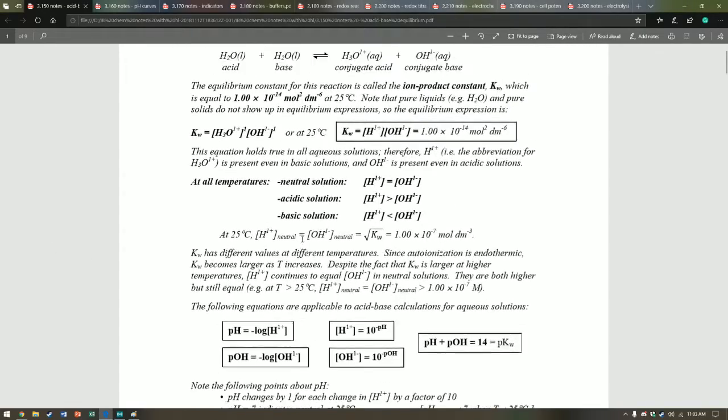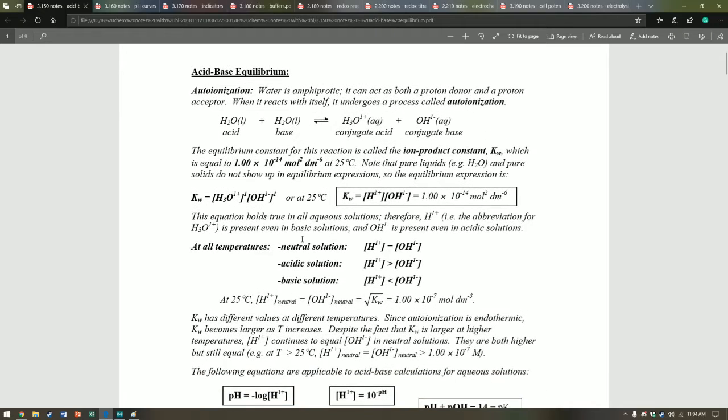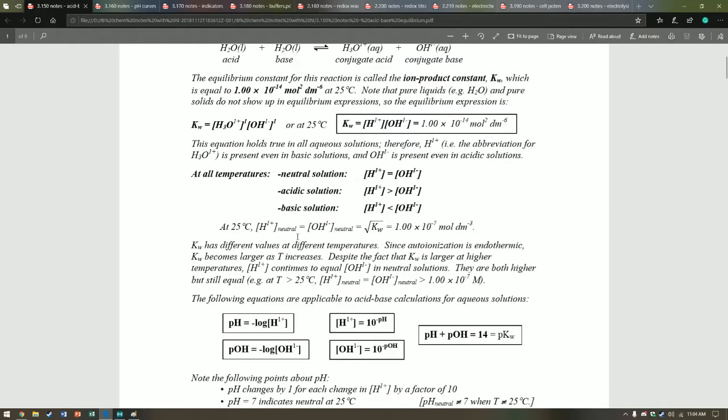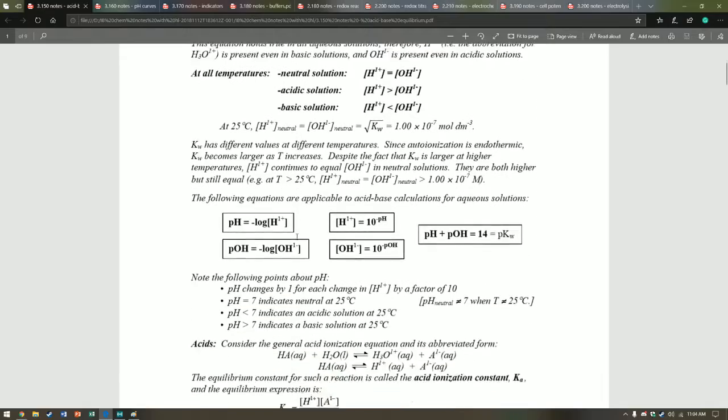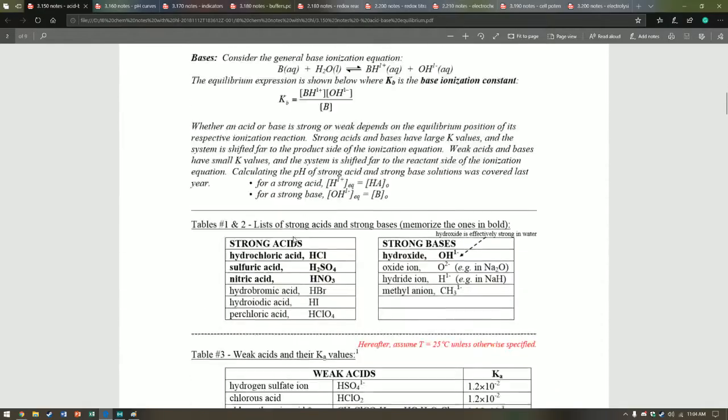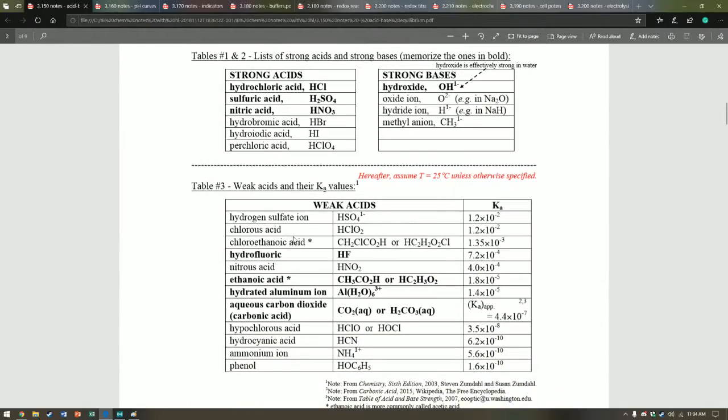Alright guys, welcome back. So today we're going to revisit a topic that we discussed in the standard syllabus, acid-base equilibrium. However, we're going to do it with respect to calculations with weak acids and weak bases. Before we get into it, here's a table of strong acids and bases and weak acids. The ones in bold are ones that you should know about.